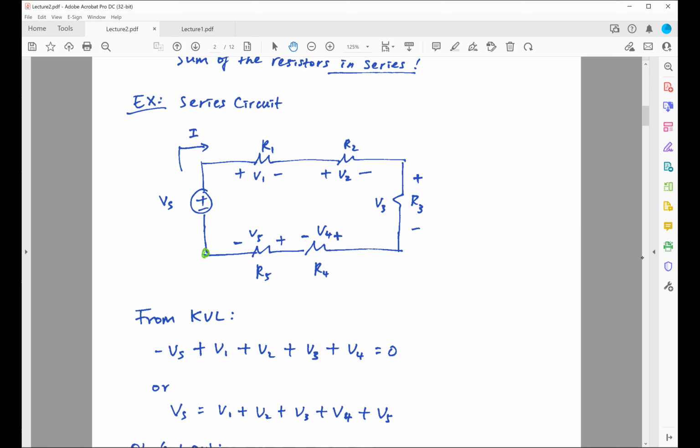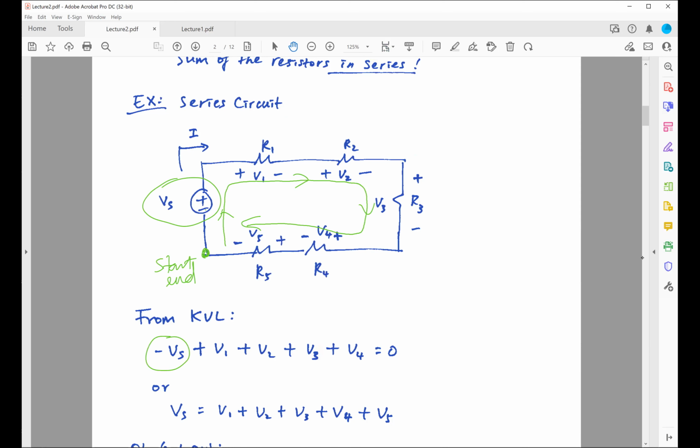and apply KVL, this is my starting point. I start over here, and this is my endpoint. I'm going to go clockwise. So I go up to the right, down to the left. And I have to keep track of the sign. The first sign that I see, associated with this voltage source, is a negative sign. So I have minus Vs.